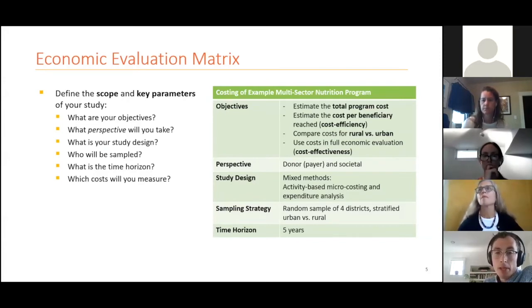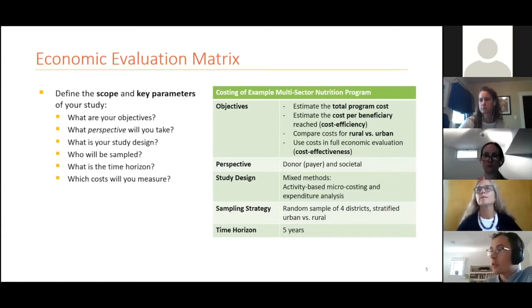So for our particular West African multi-sector nutrition program, let's imagine that our primary objective is to estimate the total program cost. And by the way, it says economic evaluation matrix here, and it does guide you through the entire process of understanding your economic evaluation. Right now, our primary focus is on costing. So we'll stick to that.